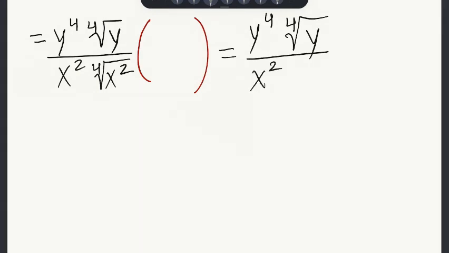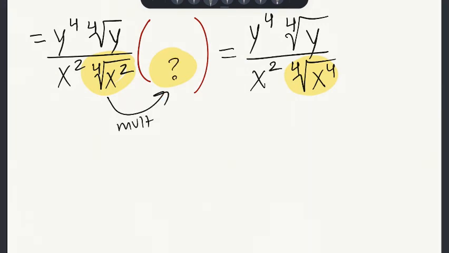I want to look for something that if I multiply it with that I will get the fourth root of x to the fourth. So your goal is always to get the fourth root of x to the fourth, the fifth root of x to the fifth, the square root of x to the second. So you always want to make it look the same. That is our goal. That's how we're going to rationalize the denominator because they're going to cancel with each other. The fourth root and the fourth power are going to cancel. That's the whole point.